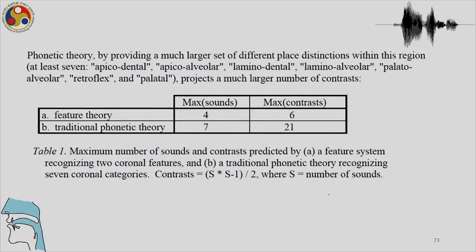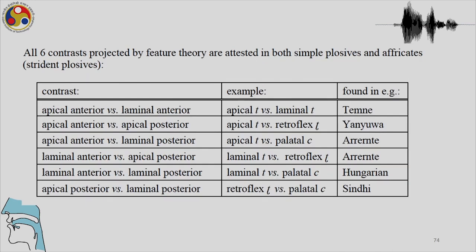So we have seen these differences, and we have also seen the difference between apical and laminal, anterior, retroflex, post-alveolar, etc. Phonetic theory, by providing a much larger set of different place distinctions within this region, projects a much larger number of contrasts. However, phonology predicts the right number of contrasts which are available in the world's languages. So consider the maximum number of sounds and contrasts predicted by A, a feature system recognizing two coronal features, and B, a traditional phonetic theory recognizing seven coronal categories, which we saw in our lectures on articulatory phonetics. If they were all present, then the maximum number of contrasts should have been 21. However, the phonology shows the right number of contrasts, and the feature system predicts the right number of contrasts.